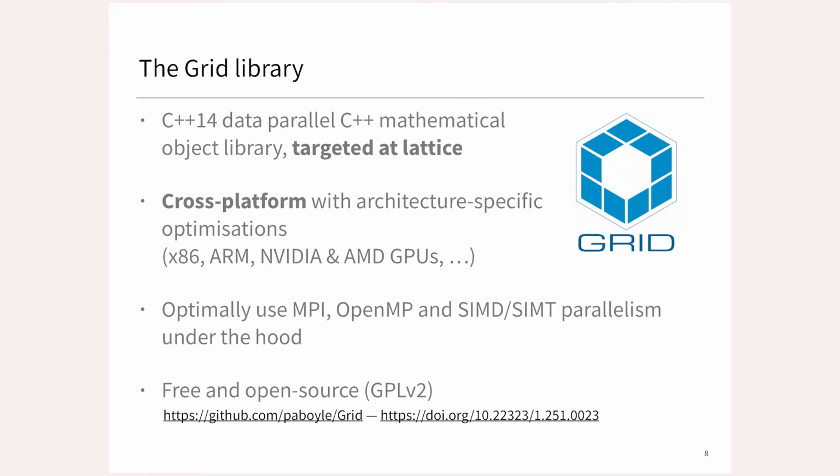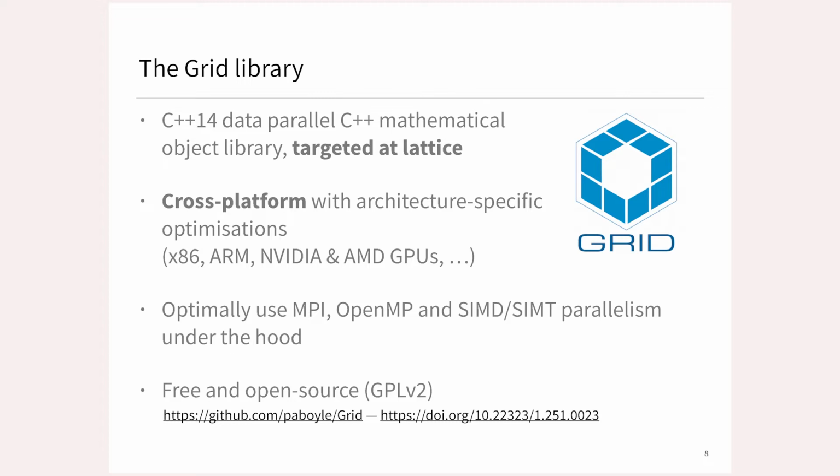So the Grid library is a library that has been developed mainly by Professor Peter Boyle from the University of Edinburgh, now at Brookhaven Laboratory, and I was with him at the start of this software also. It's a C++14, fairly general data parallel C++ mathematical object library, which allows you to define large arrays across parallel machines and things like that. However, it has been targeted in many ways, specifically with lattice QCD calculation in mind.